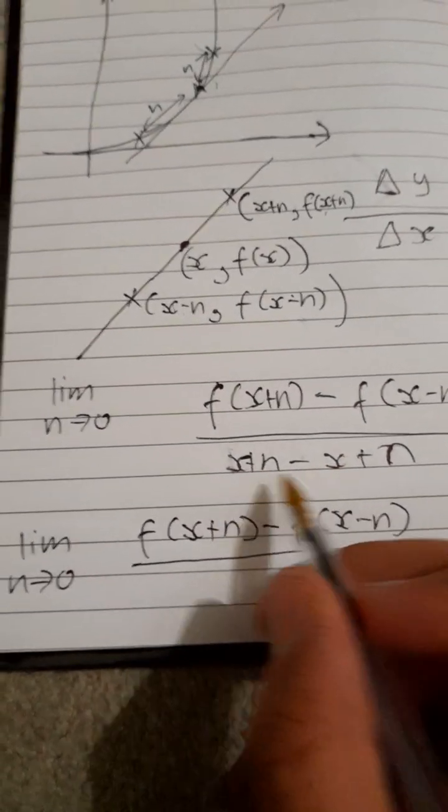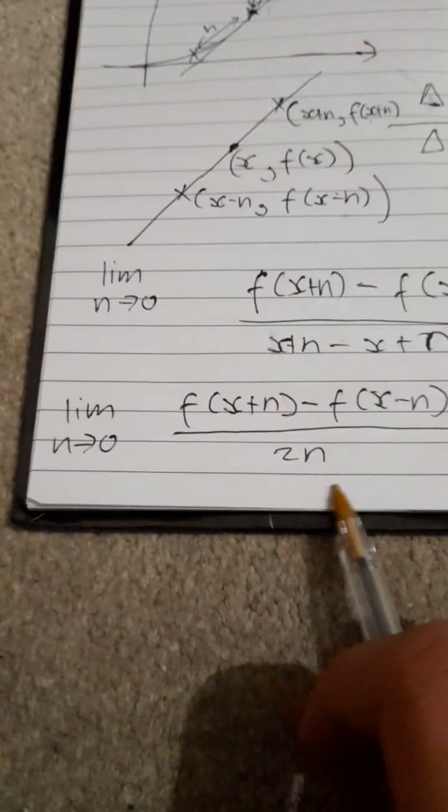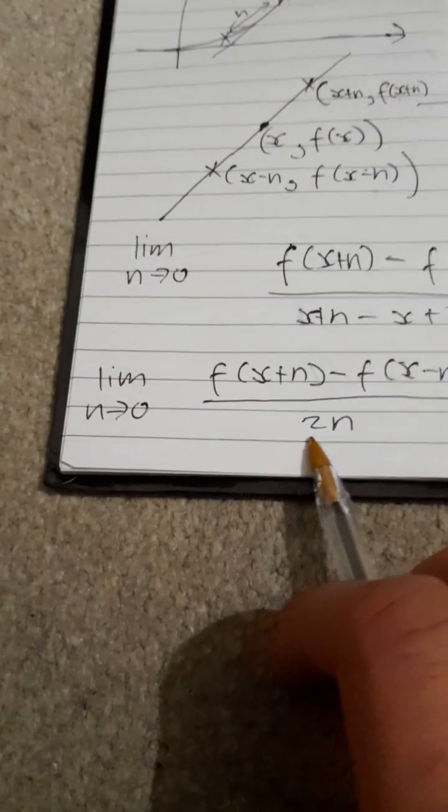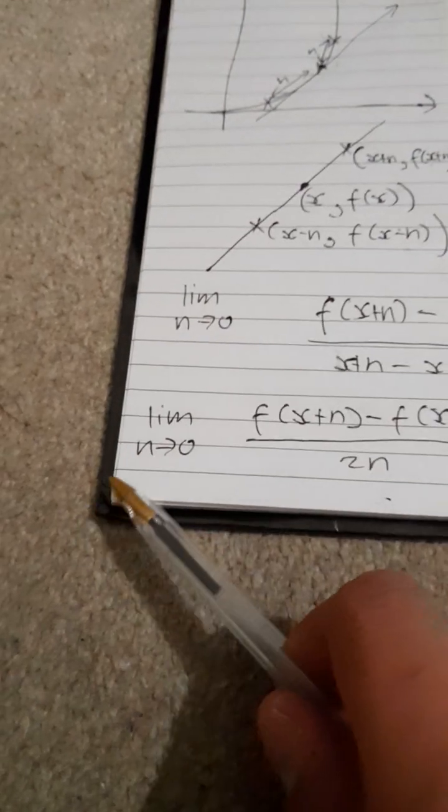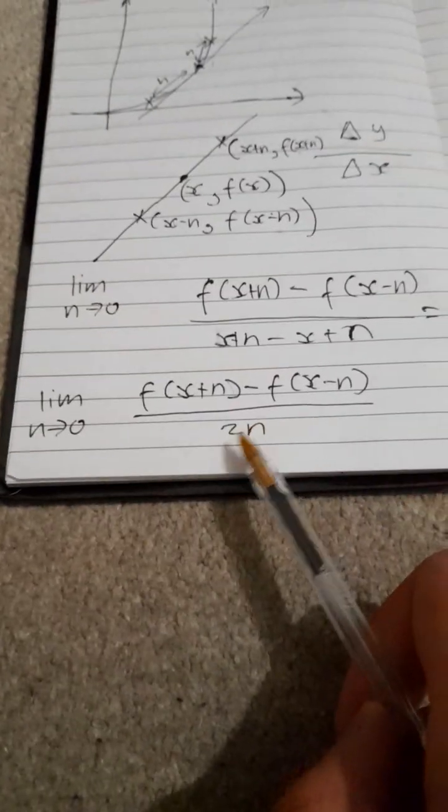The x's cancel out, so we're just left with 2n. And that's what the limit is for, because normally if n equals 0, you can't divide by 0, which is why it's the limit of n approaching 0, because we can't actually get to 0, but we're trying to get as close as possible. Okay?